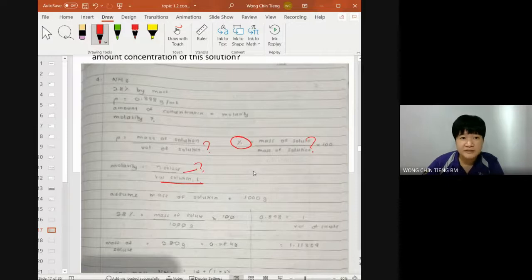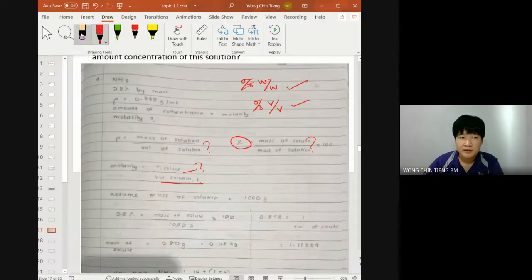Kita ada 2 percentage sayang. Percentage by mass. Percentage by volume. Saya tak expect pun kamu tulis dalam bentuk ayat. Saya bagi guna simbol. Saya terima. Tapi kamu tinggal kat saya apa? Percentage. Are you serious?